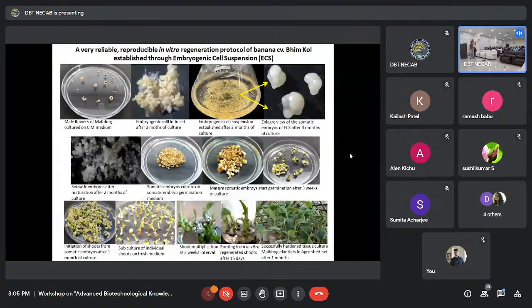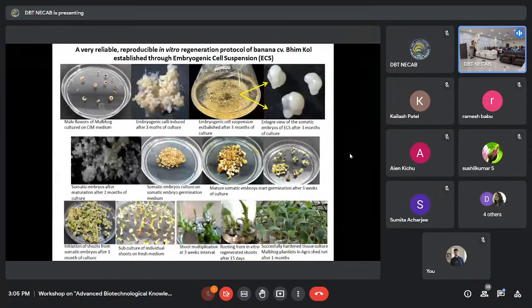Once we get very good mature embryos, after 2 months of culture we put them in another medium for germination, where we now allow our somatic embryos to germinate. Within 2 weeks, it starts germinating. You can see these are turning beautifully green. The somatic embryo will generally bulge out, and there will be chlorophyll synthesis, and a lot of starch deposition.